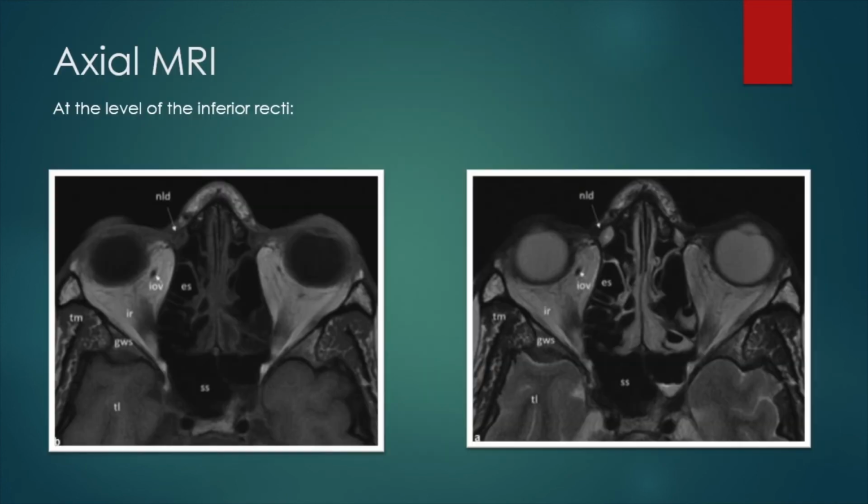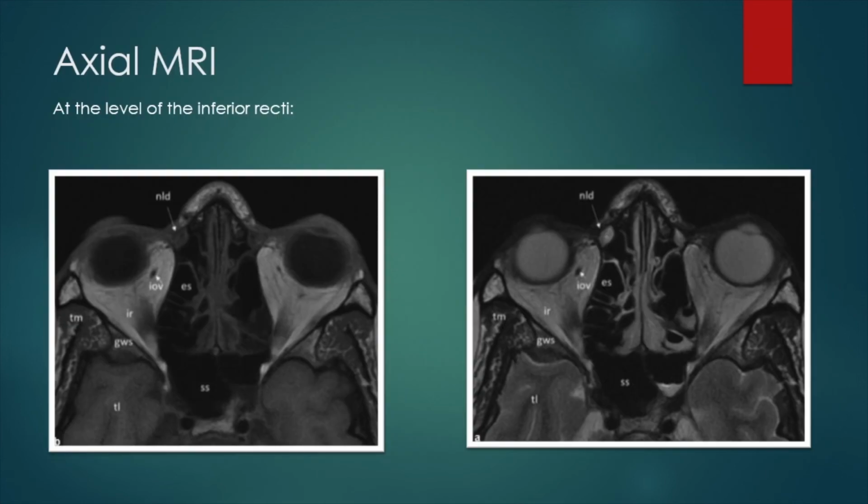So this is the axial MRI at the level of inferior recti. In axial MRI, we see different levels from the inferior orbit, through the level of the globe, and to the superior orbit. So this is at the level of inferior recti. This is the T1 weighted image.